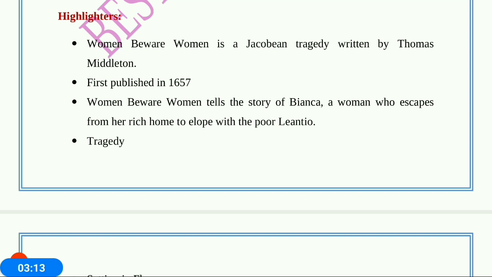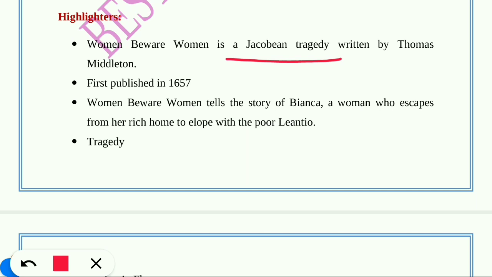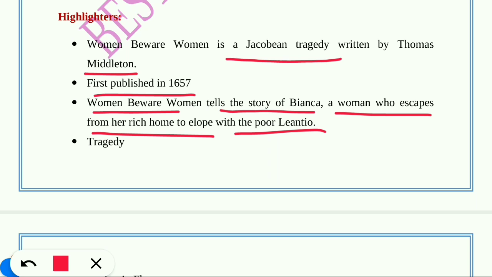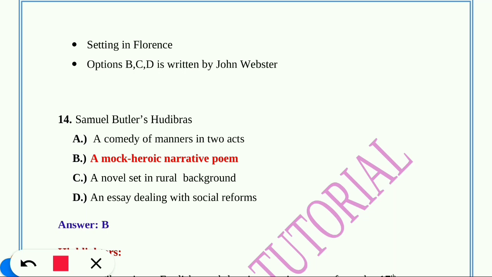Women, Beware Women is a Jacobean tragedy written by Thomas Middleton. It was first published in the year 1657. It tells the story of Bianca, a woman who escapes from her rich home to elope with the poor Leantio, and it's a tragedy. The setting is in Florence. Options B, C, D are written by John Webster. Let's move to the next question.